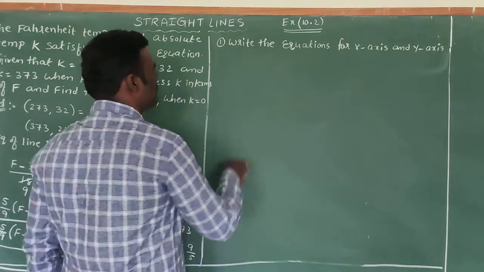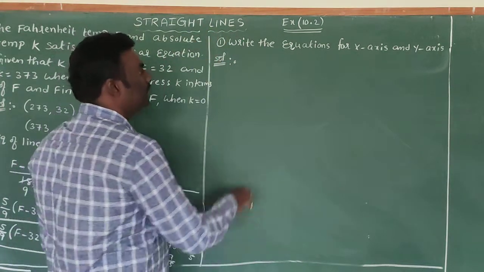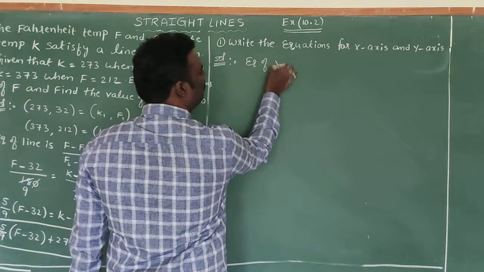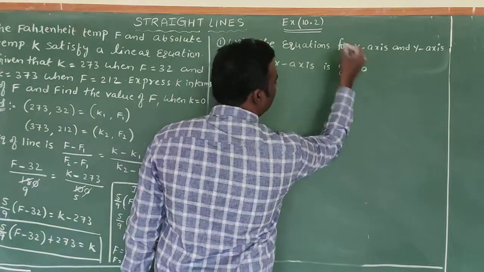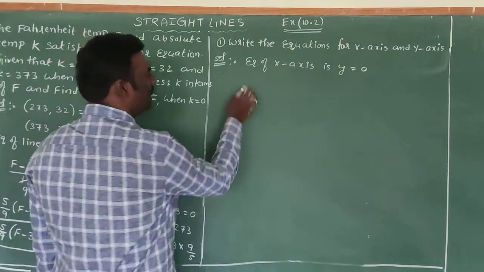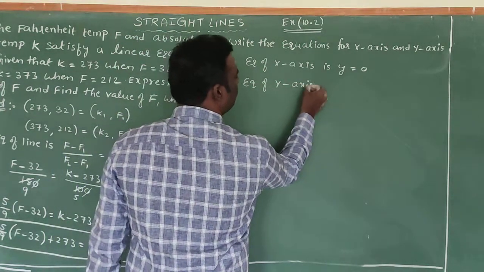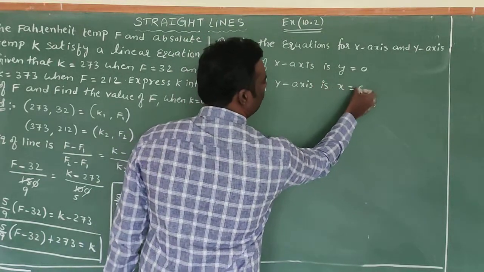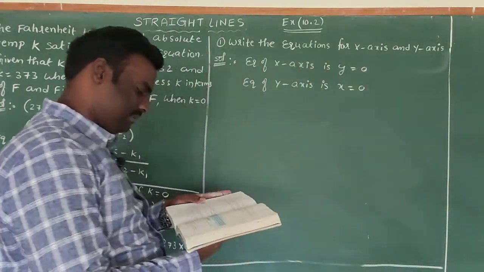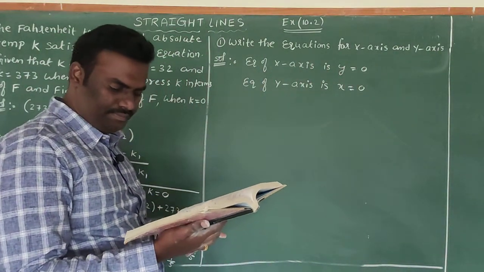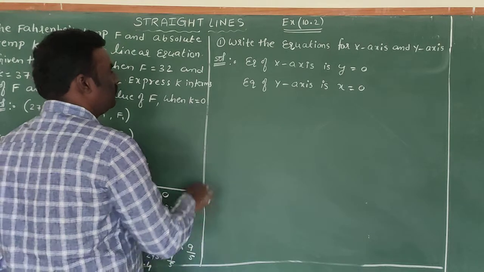Simple. Already we discussed. Solution. Equation of x-axis is y is equal to 0. Similarly, equation of y-axis is x is equal to 0. So this is the equation of x-axis and y-axis. This is the first question. The second and third questions I already gave as homework. Now I will explain the fourth question.